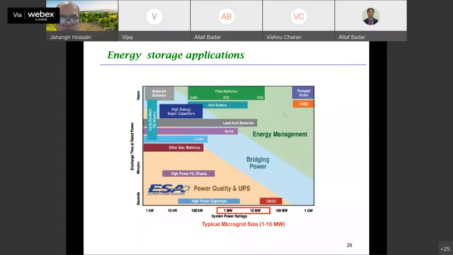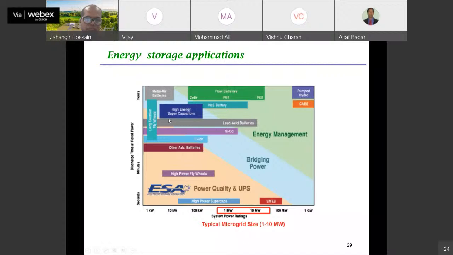Again, I was talking about the application of different ratings of energy storage systems, mainly for microgrid. If you want storage in the range of 1 to 10 megawatt, probably you might choose flow batteries, or even lithium ion. You could also use lead acid, but lead acid has some issues.